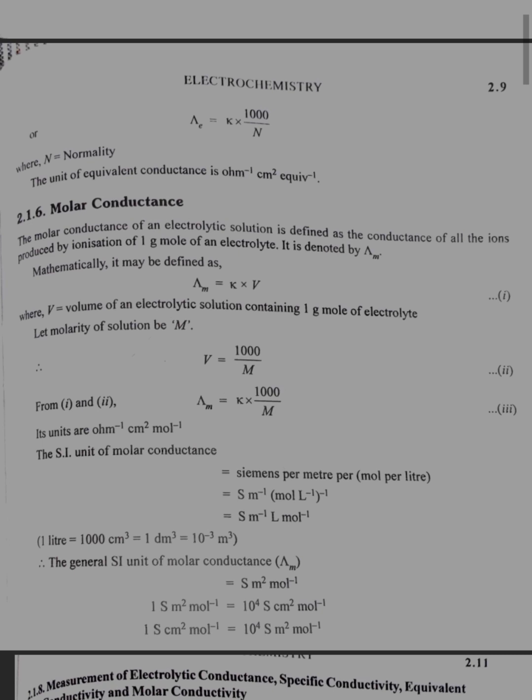Now, molar conductance. The molar conductance of an electrolyte solution is defined as the conductance of all the ions produced by ionization of 1 gram mole of electrolyte. It is denoted by lambda m. Mathematically, it may be defined as lambda m is equal to K into V, where V is the volume of electrolyte solution containing 1 gram mole of electrolyte. Let the molarity of the solution be M. V is equal to 1000 upon M. From the equation, lambda m is equal to K into 1000 upon M. Its unit is ohm inverse centimeter square mole inverse. The SI unit of molar conductance is Siemens meter inverse liter per mole. The general SI unit of molar conductance is Siemens meter square mole inverse.